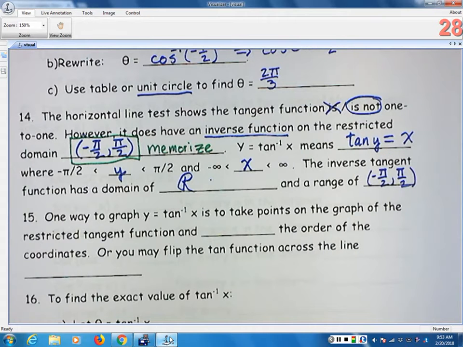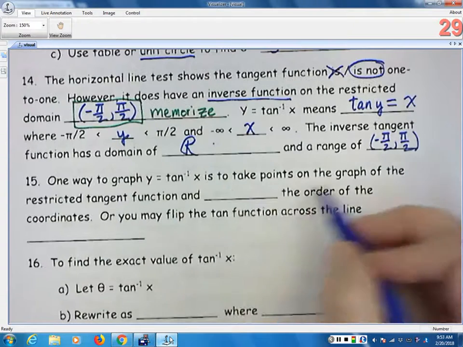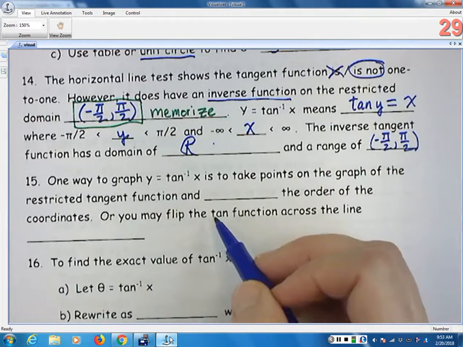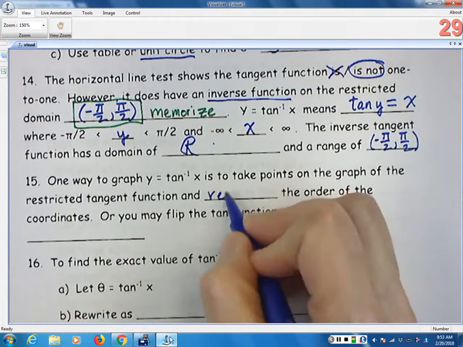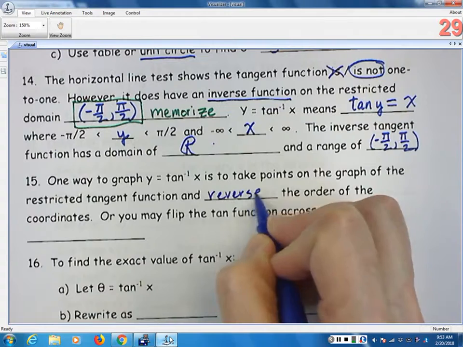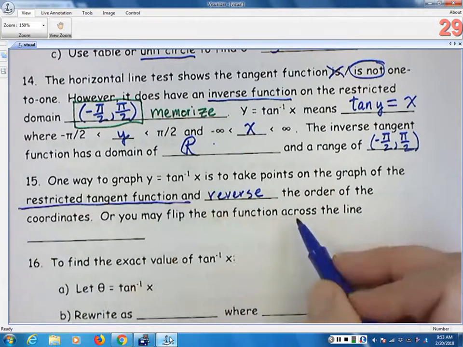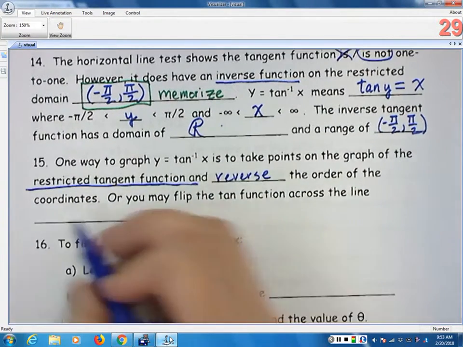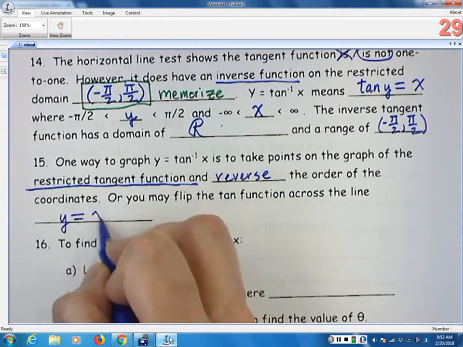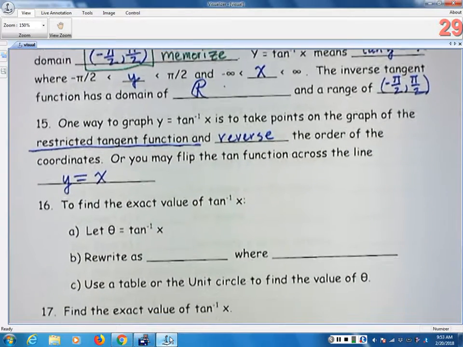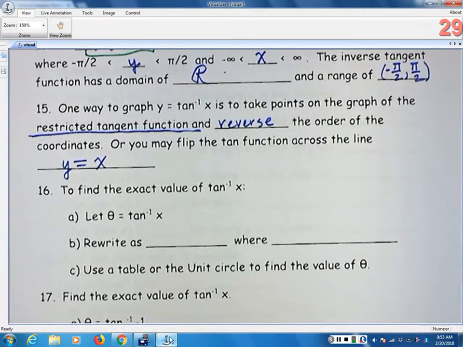And so one way to graph it is to take points of the graph from the restricted tangent function and reverse the order. Or you can flip it across the line y equals x. It's the same thing.